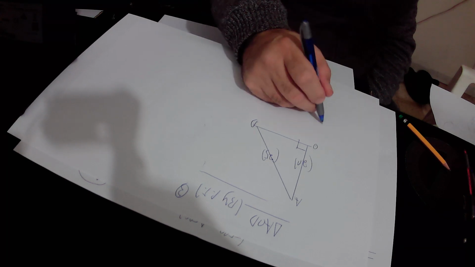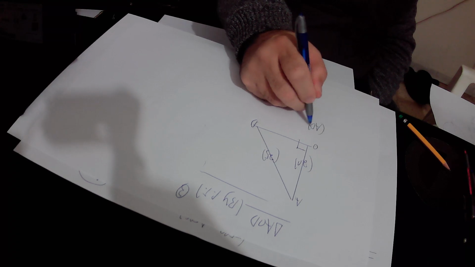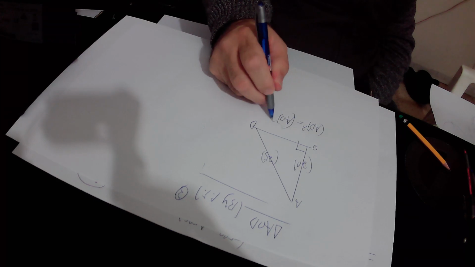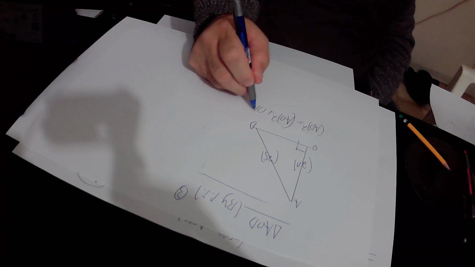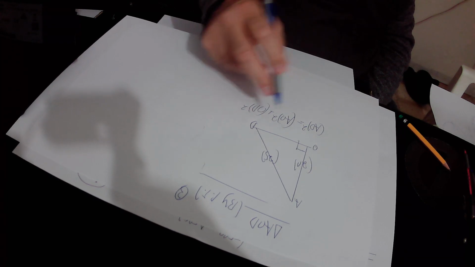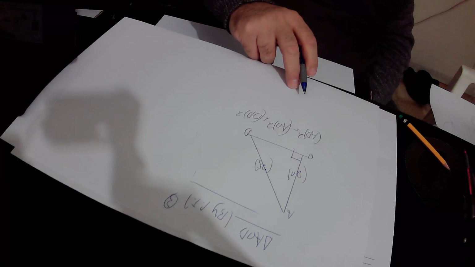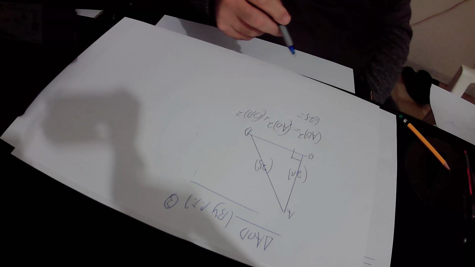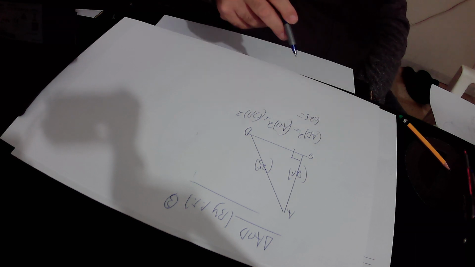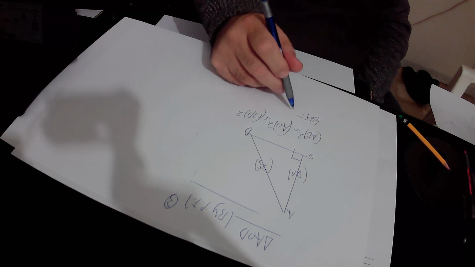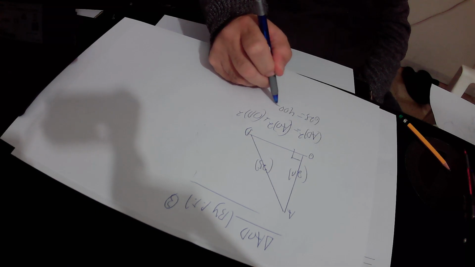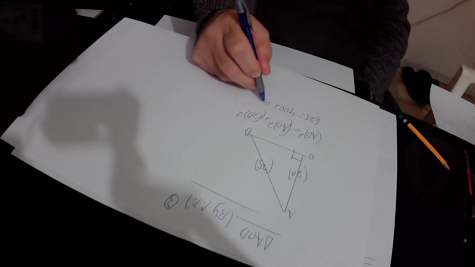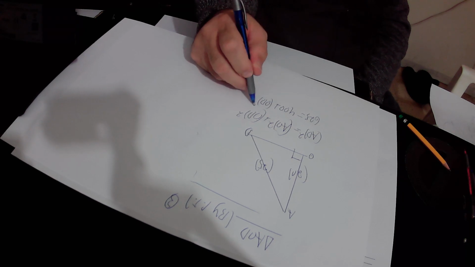AD square equals AO square plus OD square. AD is 25, therefore AD square is 25 squared, that is 625, and it equals AO square. AO is 20, therefore AO square is 20 squared, that is 400, plus OD square. OD is the missing side, so we leave it as it is. OD square.